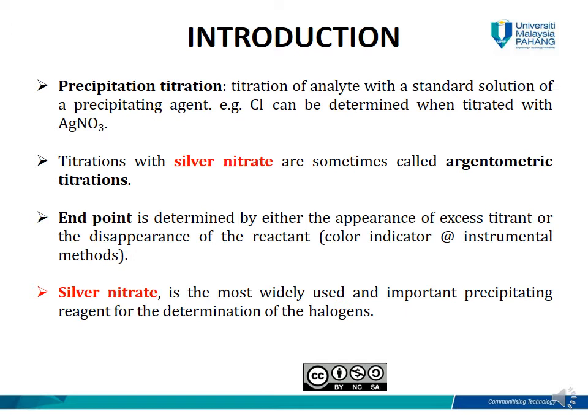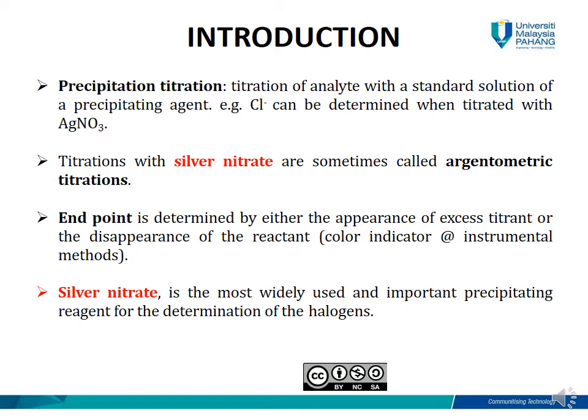As for the introduction, let me explain what precipitation titration is. Precipitation titration is a titration of an analyte with a standard solution of a precipitating agent. In this case, your analyte will be the chloride ion. Basically for precipitation titration, we will use, for example, silver nitrate. In this case, silver nitrate is the precipitating agent.